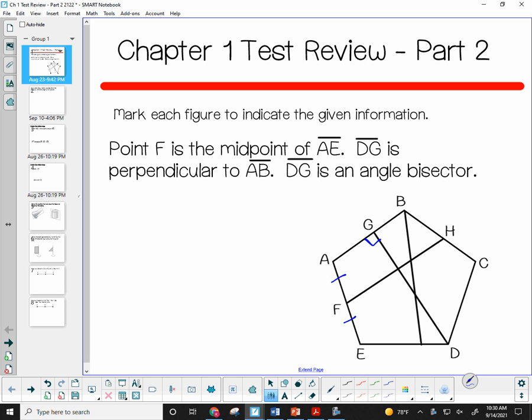Then finally, DG is an angle bisector. So the angle that is bisecting is down here. So those two angles need to be marked. Nothing else should be marked in that figure.